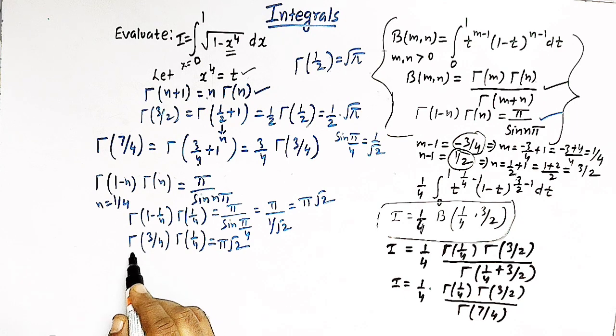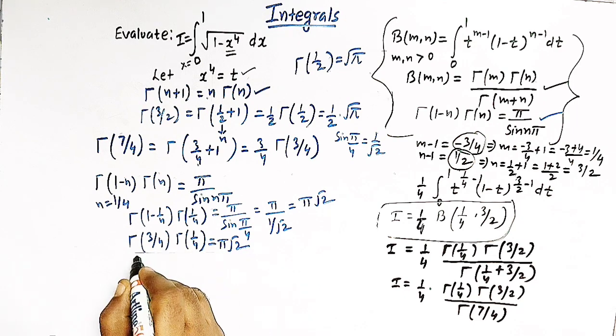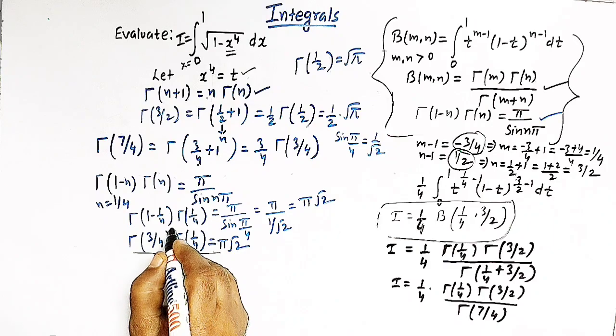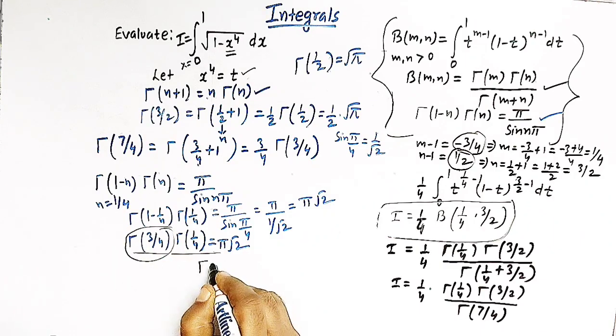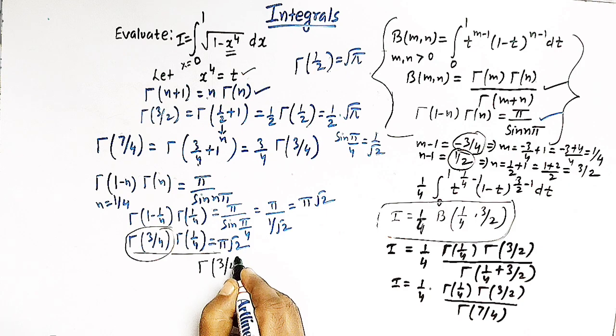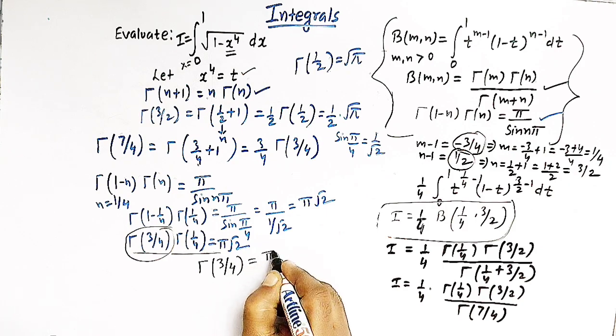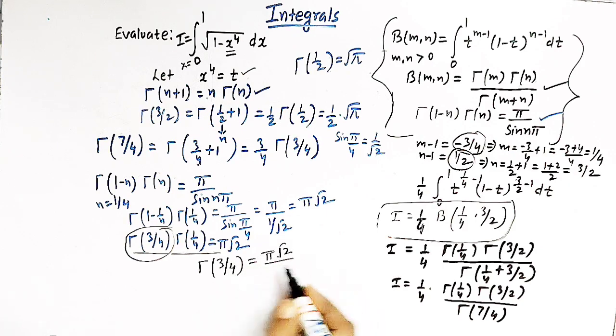So now from this relation, we can now write the value of gamma 3 by 4. So we can now write gamma 3 by 4 is equal to pi root 2 divided by gamma 1 over 4.